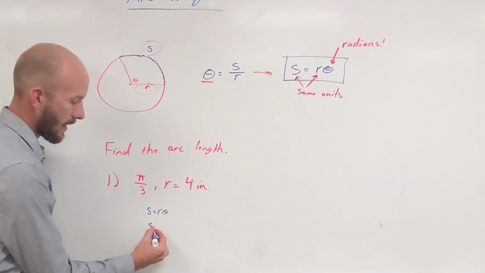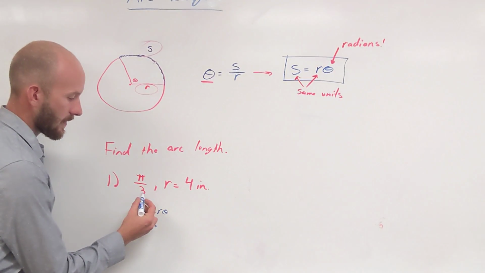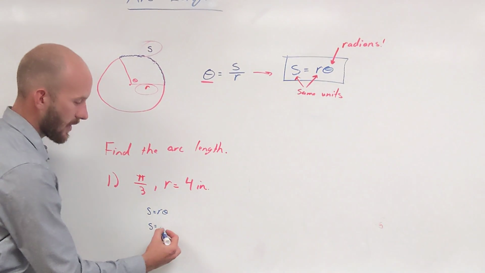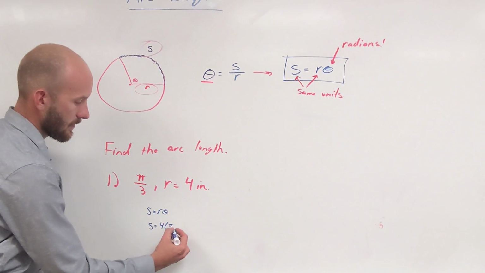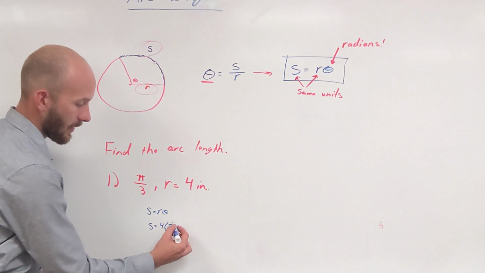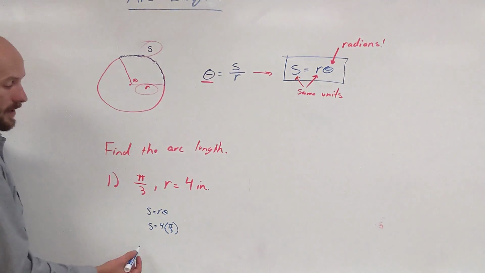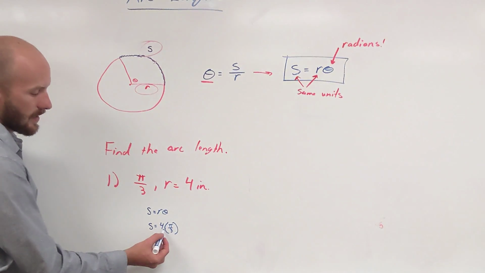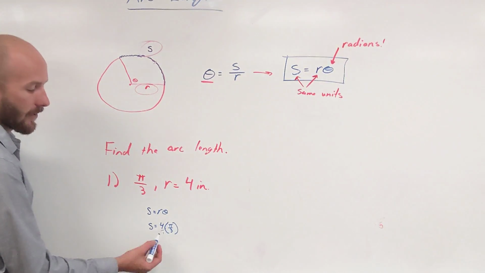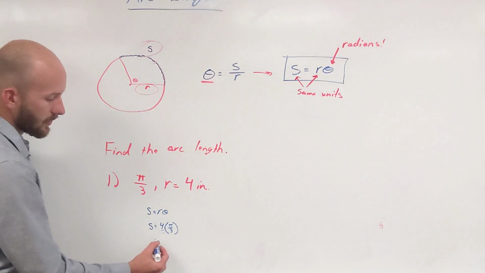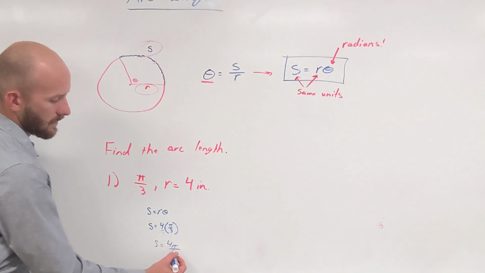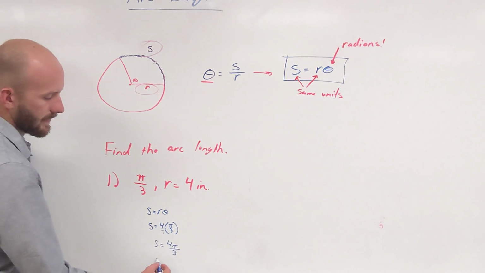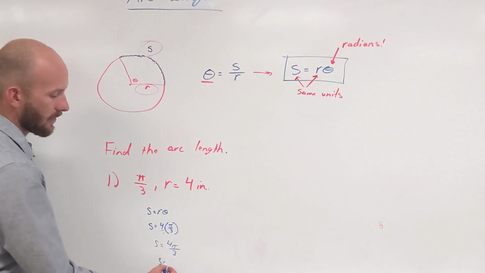So I've got my angle, my radius is 4. So I'm plugging in 4 for my radius, pi over 3 for theta. And then I know to multiply fractions. You just multiply straight across. So that's 4 pi over 3.